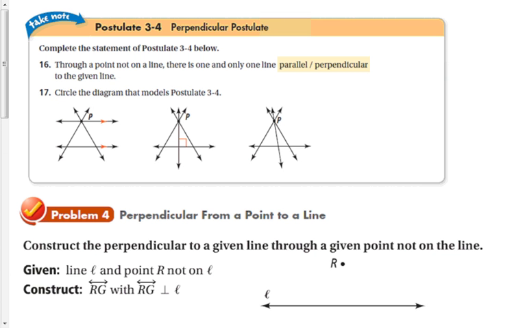All right. Here's a postulate we're going to use, the perpendicular postulate. Through a point not on a line, there is one and only one line perpendicular to a given line. So the diagram that models this is, through a line, there's only one line that's perpendicular, so I think that would be this one. We got the perpendicular in the middle there.